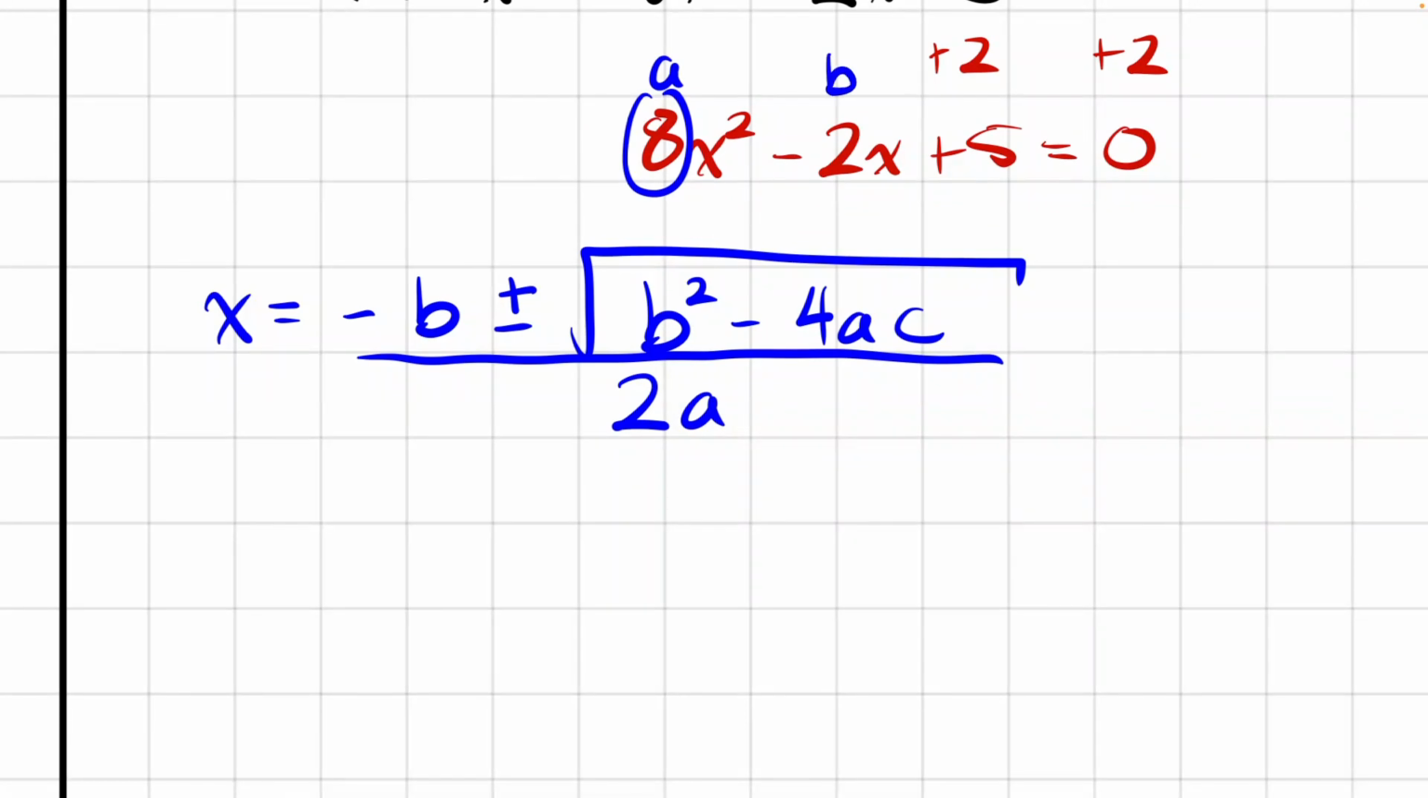What about b? b is negative 2. And what's c? C is positive 5. So when I plug into this formula, I get negative what?